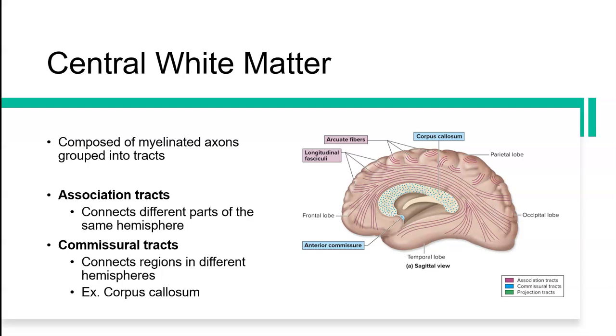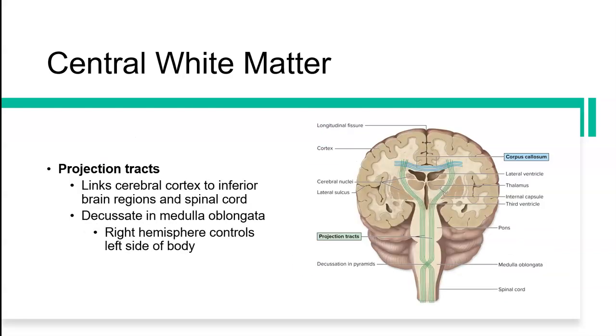Commissural tracts are bundles of myelinated axons that connect different regions in different hemispheres. So it connects the right hemisphere to the left hemisphere. The corpus callosum is the largest of those, and it is located there in that longitudinal fissure. And then we have projection tracts, which link the cerebral cortex to inferior brain regions and the spinal cord.